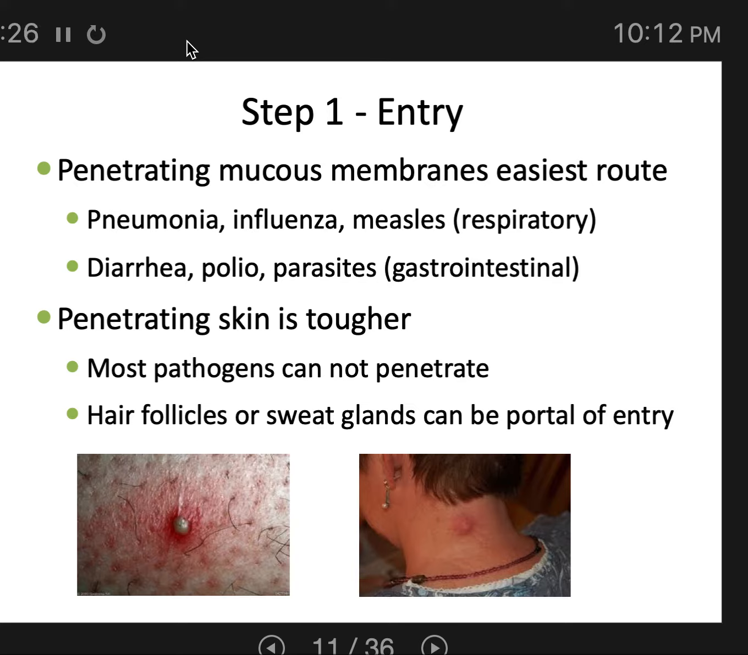So pathogens that are entering your body through the skin have to find weak spots. For example, hair follicles, sweat glands. Those can be portals of entry. You might think of staph, for example, staph infections, or any kind of bacteria that causes a pimple. Those are usually in hair follicles or sweat glands.